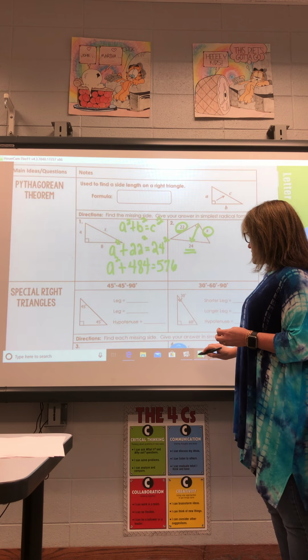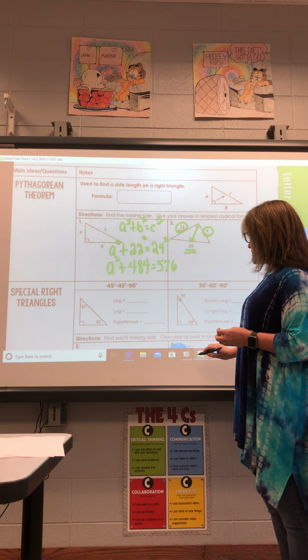All right, so let's go back to this problem and let's see what we've come up with. So 22 squared is 484 and 24 squared is 576. If we're going to solve for A, we've got to get A by itself. So that tells me that I've got to subtract away this 484 from both sides. So now 484 minus 484 cancels out, and that's going to leave me with A squared on the left.